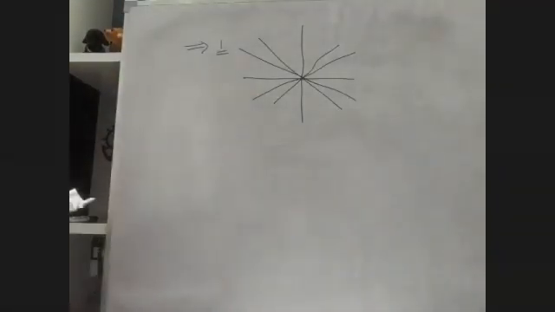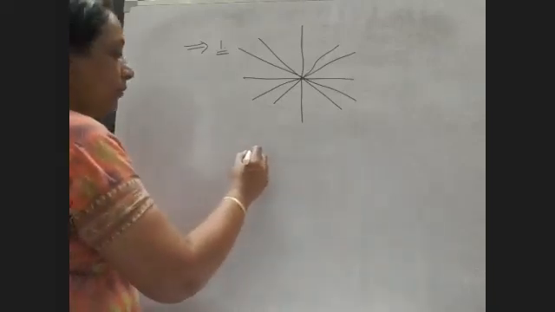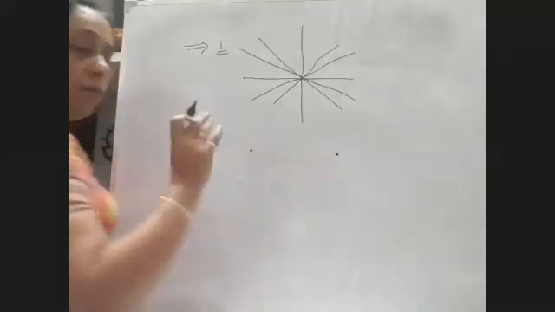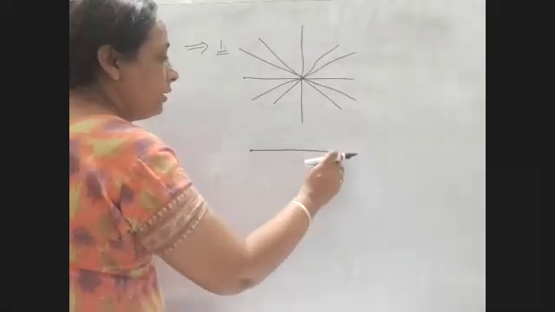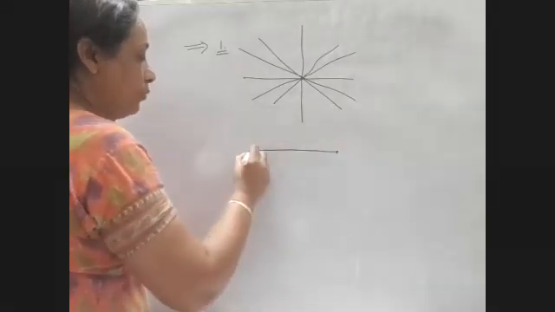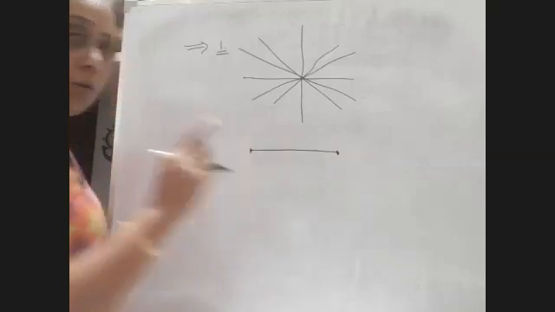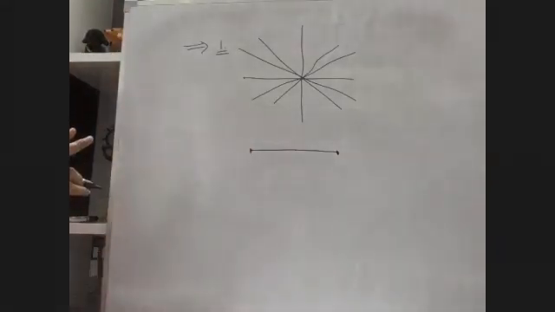Your property is an unlimited number of lines can be drawn passing through a given point. It means if we have one point, we can draw unlimited lines through this point. But if we have 2 points, then how many lines can we draw? Only one. If we have 2 points, then we can draw only one line for these 2 points.